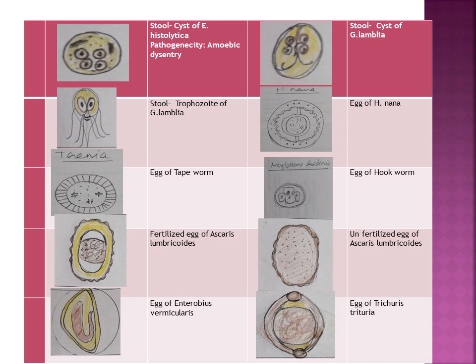Then egg of Enterobius vermicularis: it is mostly convex on one side and flat on the other, and here you can see the embryo in the center. The egg of Trichuris trichiura: it usually has an embryo inside and then a covering of double layer and 2 mucus plugs at both ends.